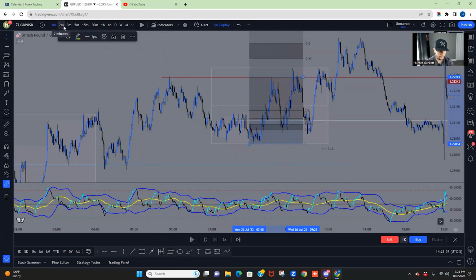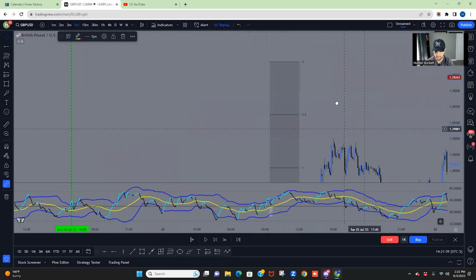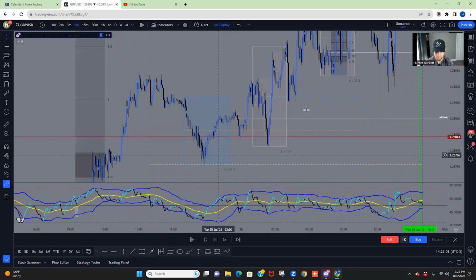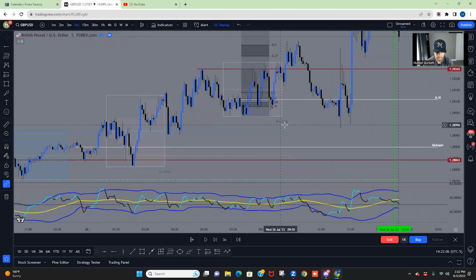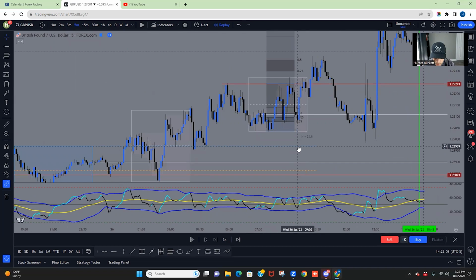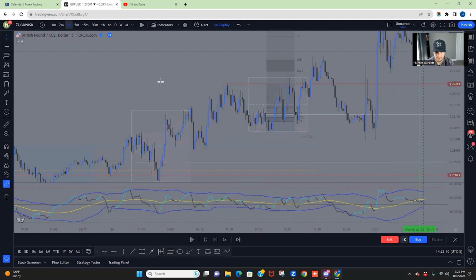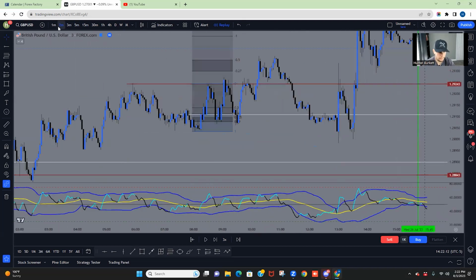Okay, so let's go back to the 5. Let's see if it's even cleaner. Okay, there's a balanced price range in there. Okay, so let's go down. I'm just trying to find a fair value gap, which it doesn't have.